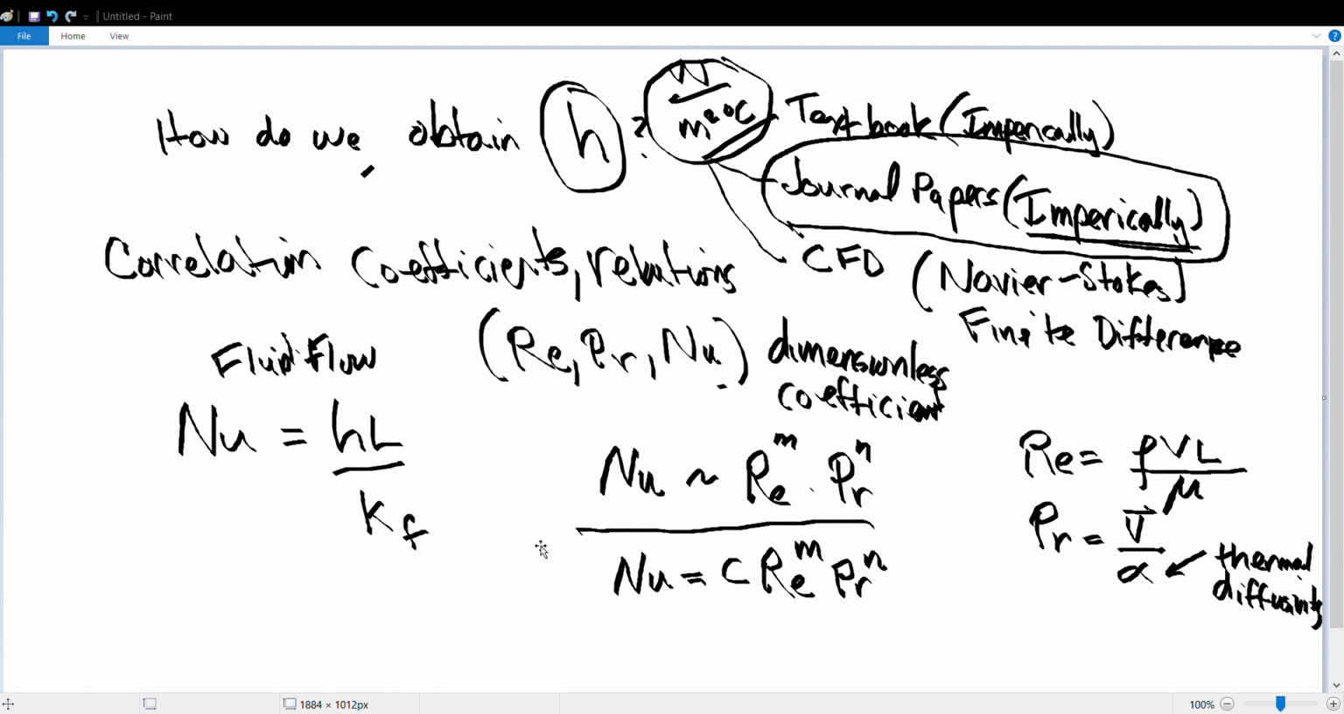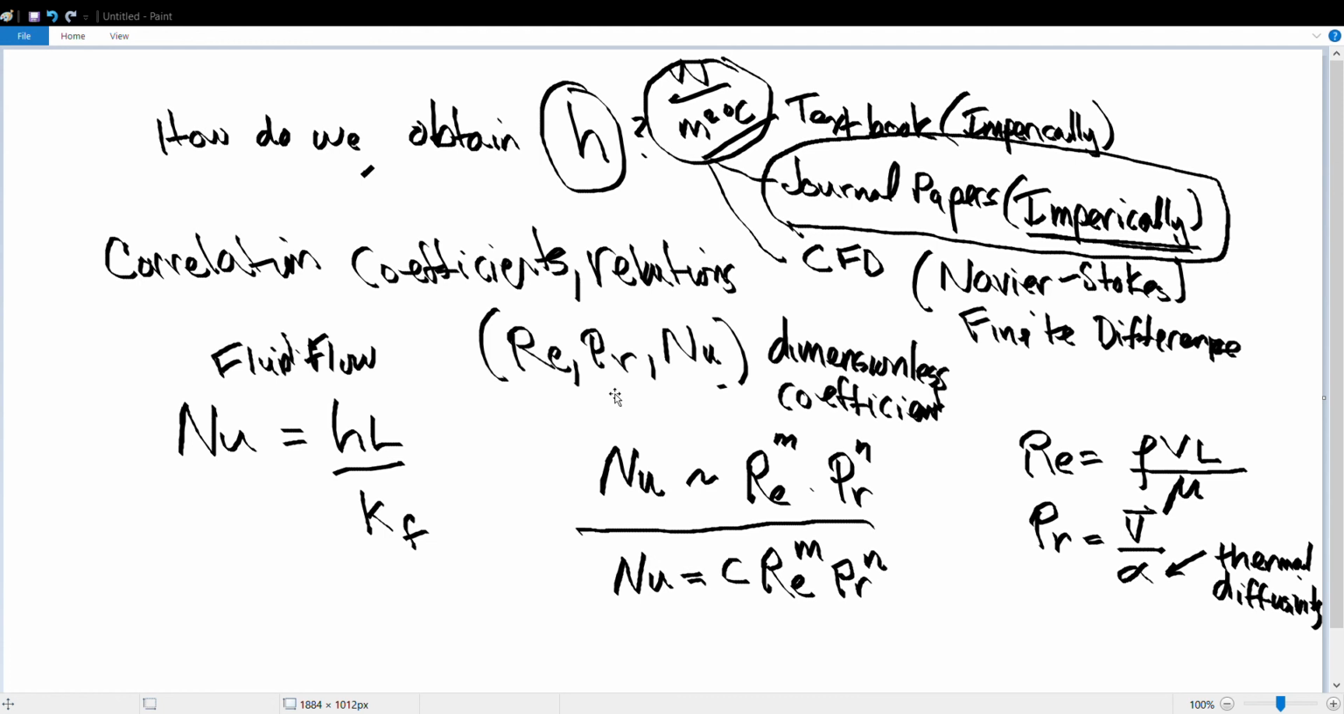Nusselt for flow over a cylinder. In this case, since it's a cylinder, it's the heat transfer coefficient times the diameter of the cylinder divided by the thermal conductivity of the fluid, equal to the proportional constant times Reynolds to the M, Prandtl to the N, and they already give you an N here for the Prandtl number. What this book is saying is that you can get the C, the M, and the N. You usually get them through empirical studies. And here is in table 7.1.